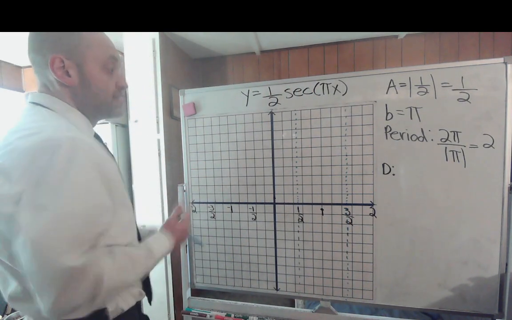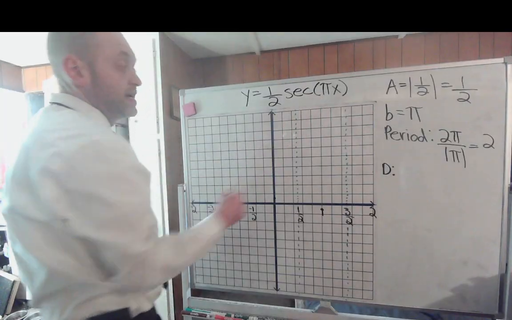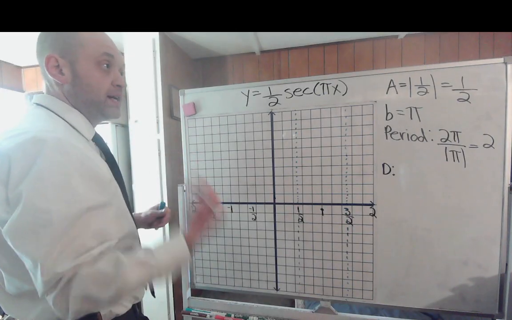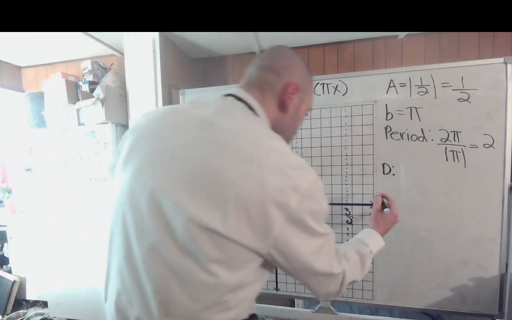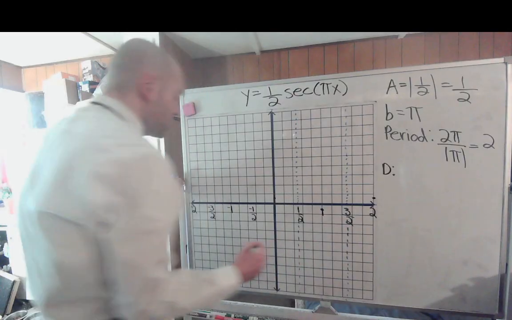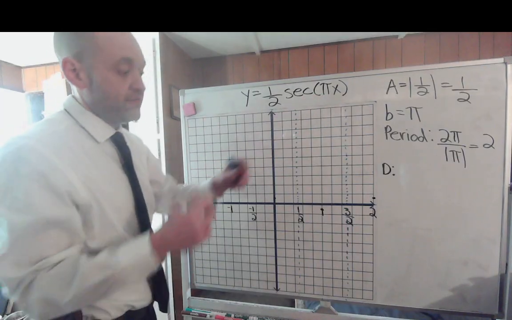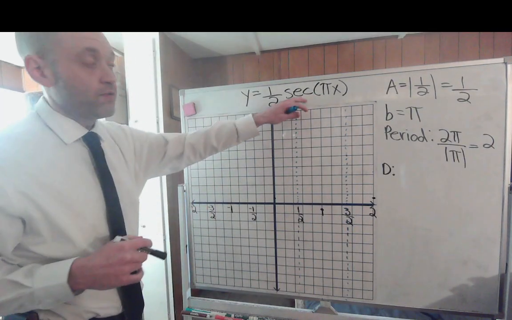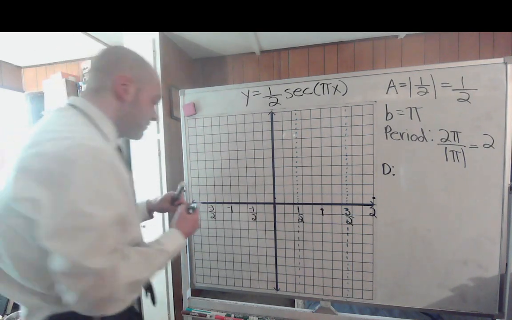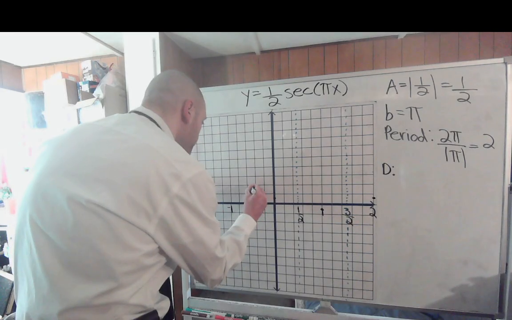And then, let's see. Let's look at 2. Put in 2, you get 2 pi. The secant of 2 pi is going to be positive 1, times a half would give you positive 1/2. And then let's just keep plotting the points here. What if I put in negative 1/2? That'd give me the secant, rather, of negative pi over 2, which is undefined. So we'll have a vertical asymptote at negative 1/2.